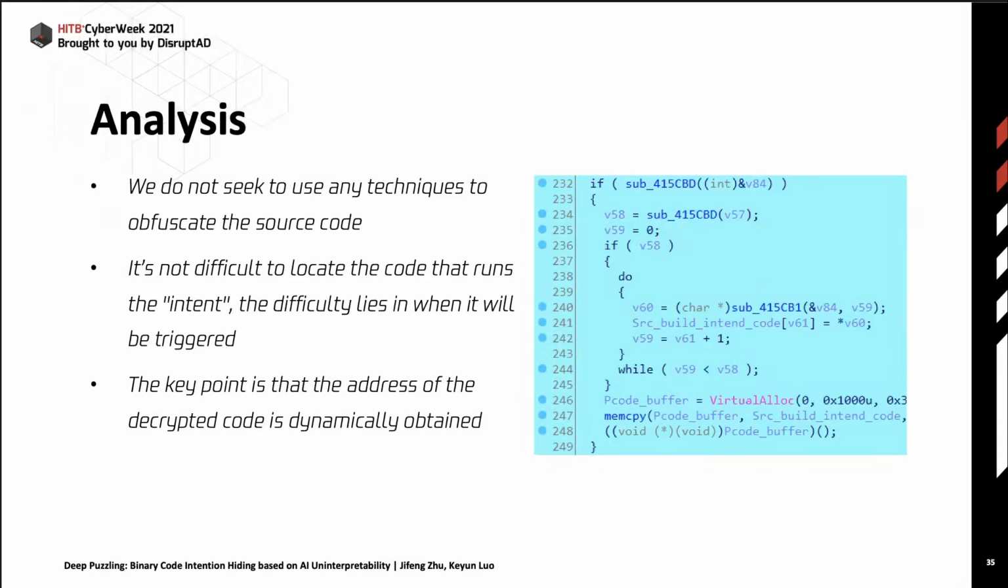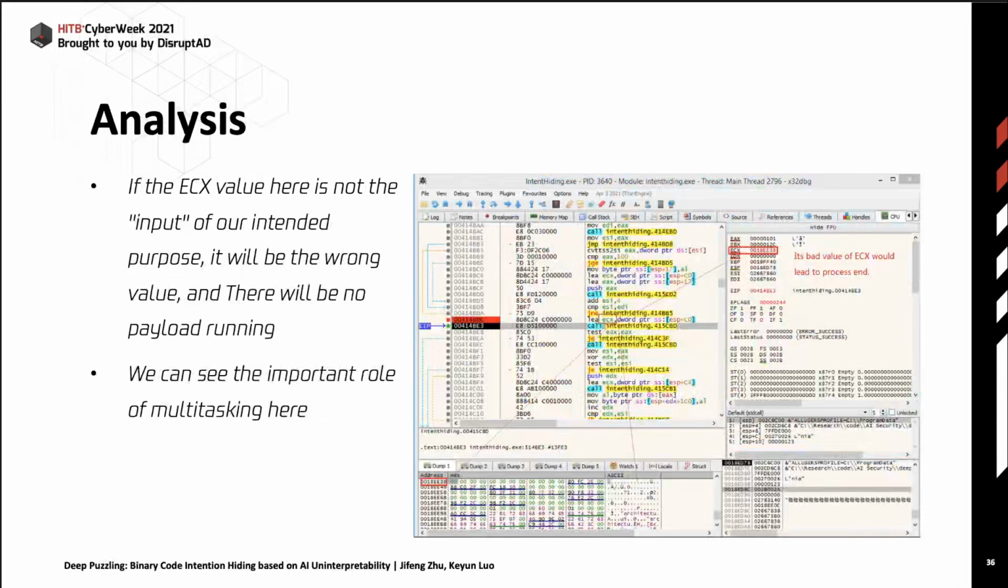Second, it's not difficult to locate the code that runs the intent. The difficulty lies in when it will be triggered. The key point is that the address of the decrypted code is obtained in a dynamic way. Third, if the ECX value here is not the input of our intended purpose, it will be a wrong value, and there will be no payload running. We can see the important role of multitasking here.